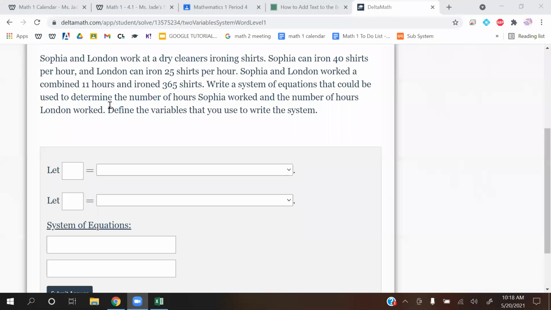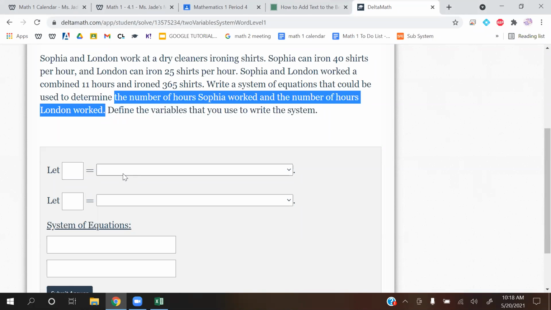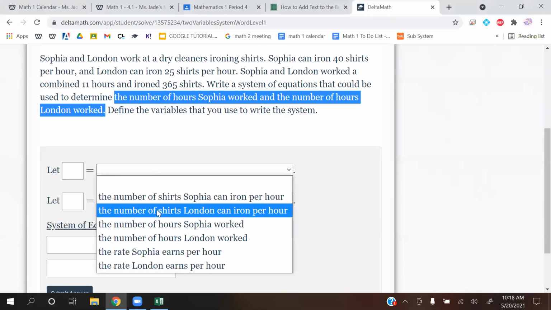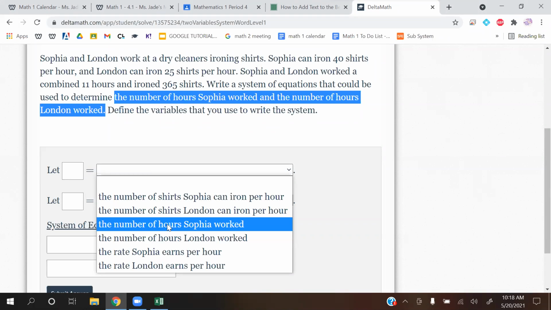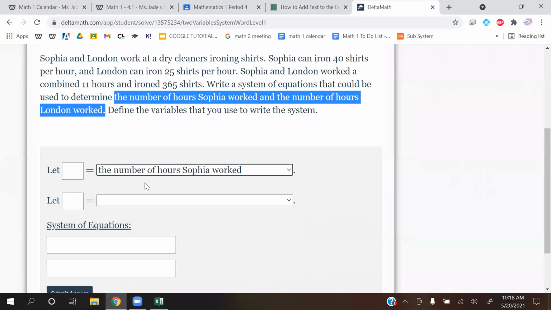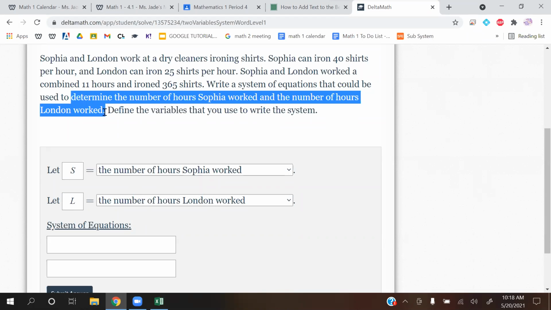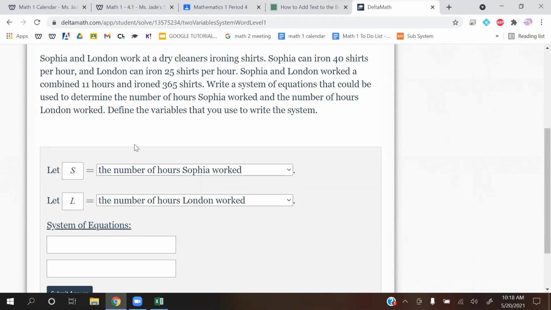So we're searching for the number of hours Sophia worked and the number of hours London worked. These are going to be your variables. So I'm not going to pick number of shirts, because we want number of hours, and not the rate, because we want the number of hours. So I'm going to click number of hours, and I'm just going to use S and L because that just makes sense to me. S for Sophia, L for London, but it's representing the number of hours because that's what we want to determine. So that's how you define your variables.